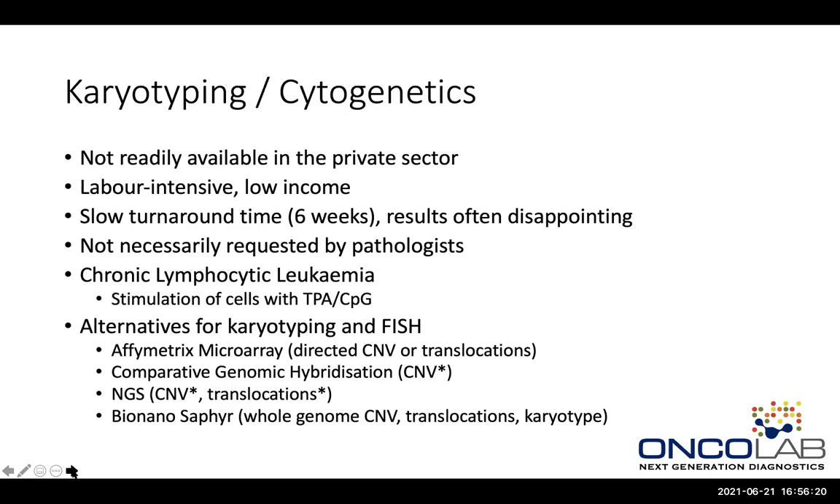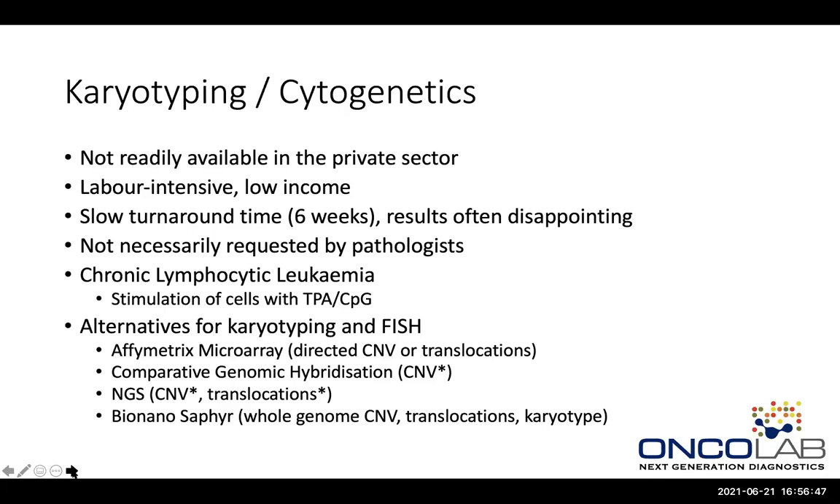This is definitely not everyone, but it happens. Chronic lymphocytic leukemia, where we should be looking at the karyotypes. We don't do this at the moment, but those who do send samples in, please make sure that your lab is stimulating their metaphases, either with TPA or CpG, which is the preferred one at the moment, and could get your metaphases in up to 80% or more of patients.